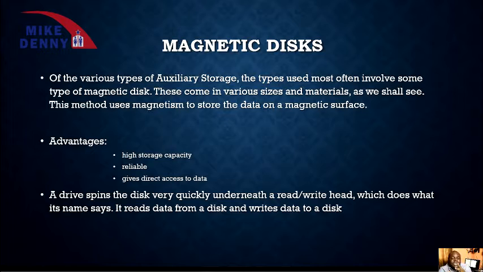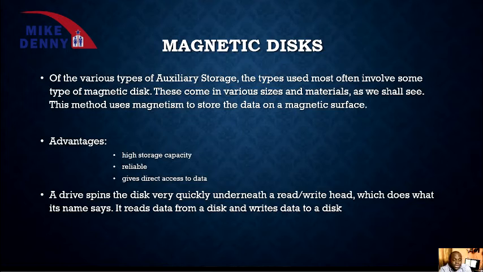high storage capacity. It is reliable, and it gives direct access to data. Meaning when you want to access data, you just click there, the data are present, and they are ready for you to use. A drive spins the disk very quickly underneath a read and write head, which does exactly what the name says: it reads data from a disk and writes data to a disk.